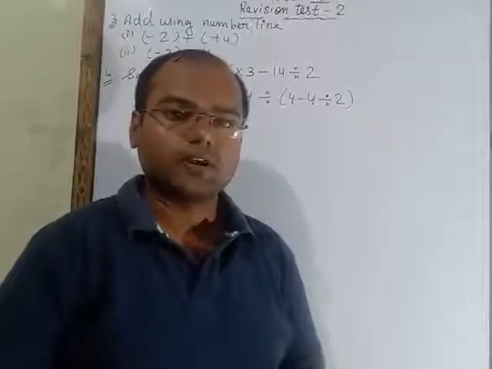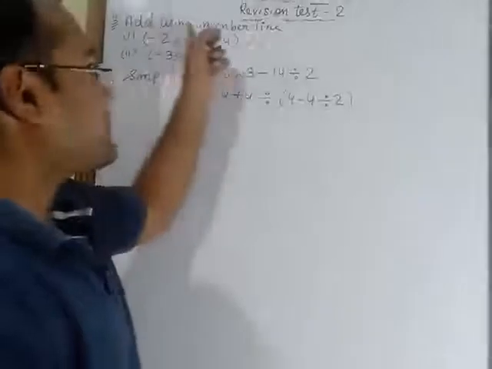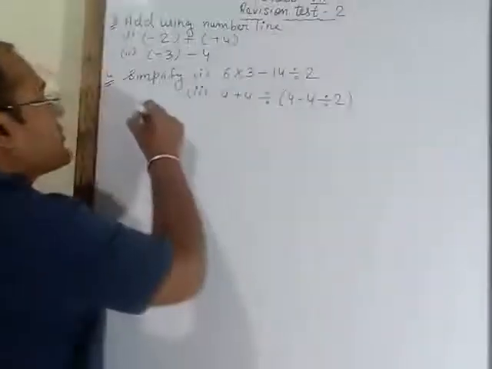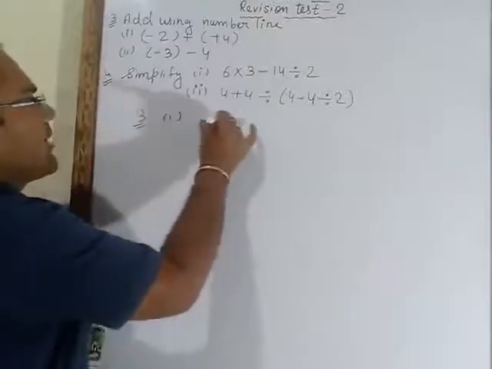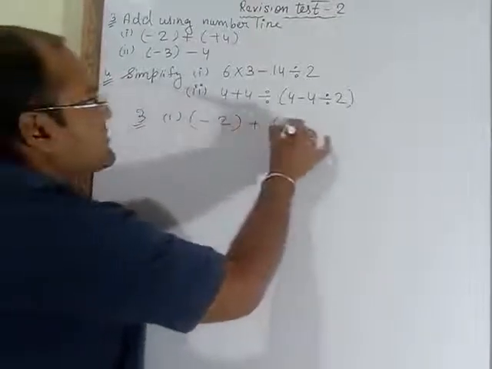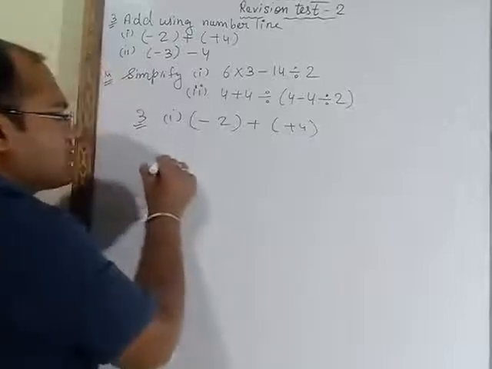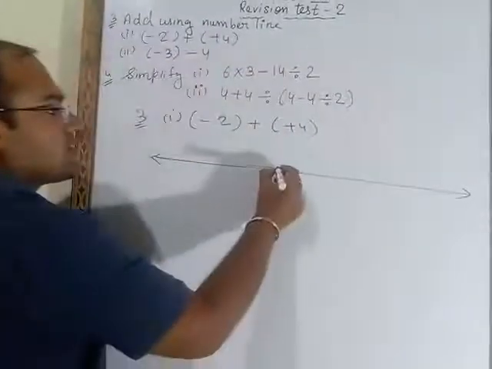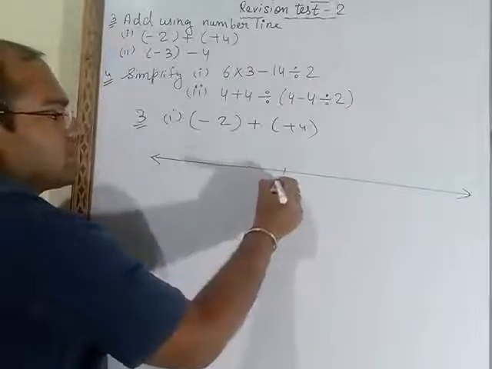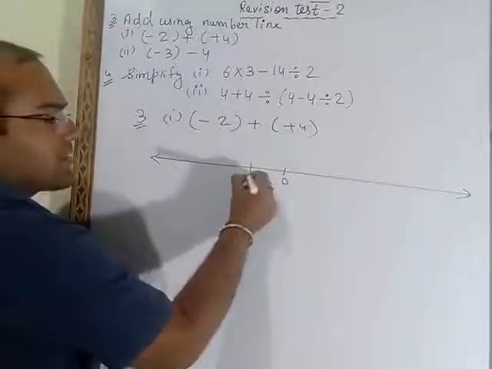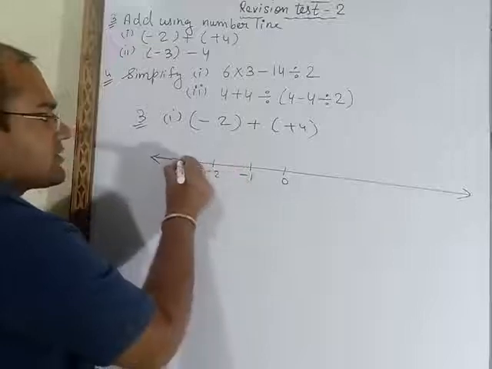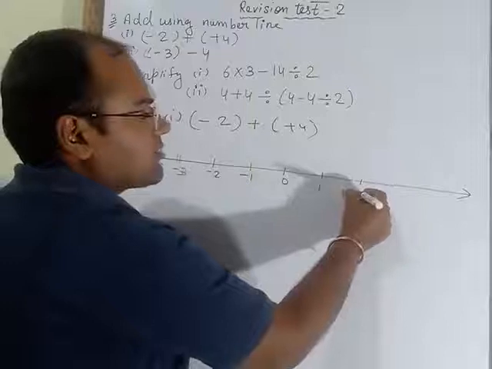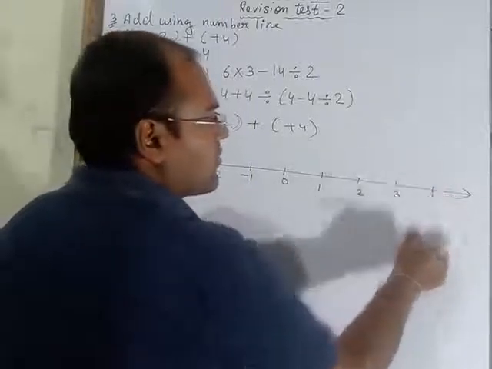Now see question number third. Add using number line. We have to add these using the number line. We have to draw a number line. So first part is -2 plus 4. First of all we have to draw one number line with the help of a scale. This is 0. On the left side we have to take minus numbers, -1, -2, -3. On the right side we have to take positive numbers 1, 2, 3, 4.